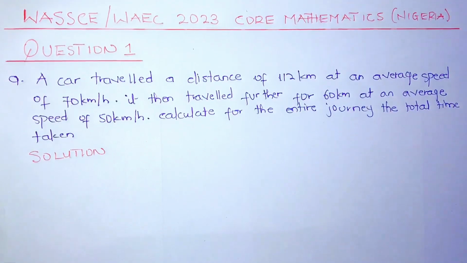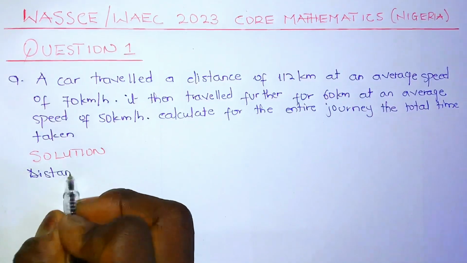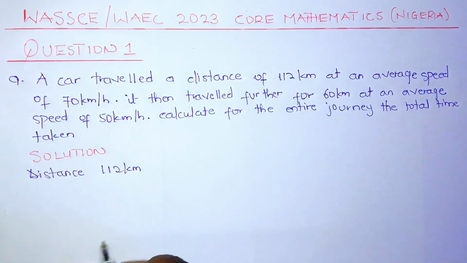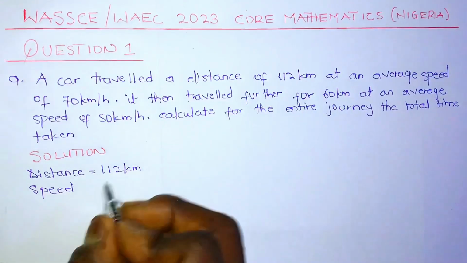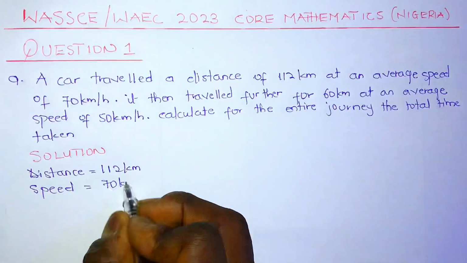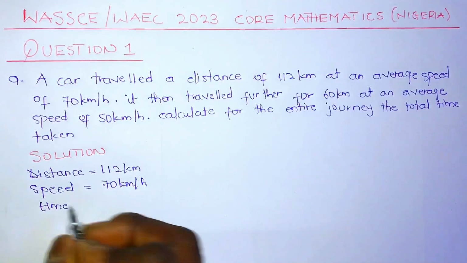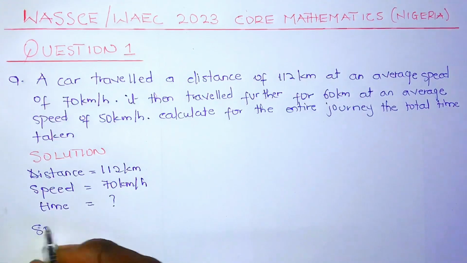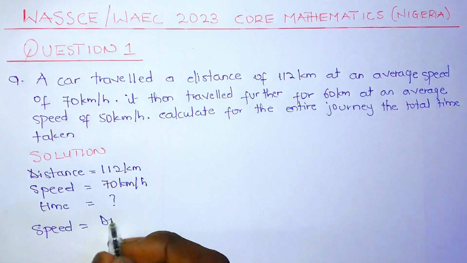Okay, so the car first traveled a distance of 112 kilometers at an average speed, so speed is 70 kilometers per hour. Now we don't know the time taken for the first journey, but we know that speed is equal to distance over time.